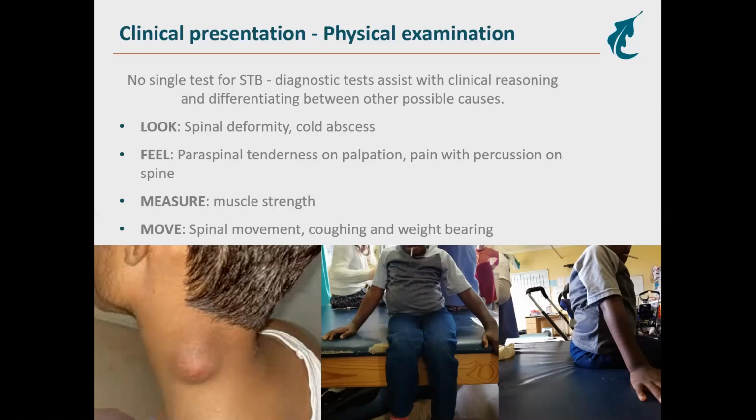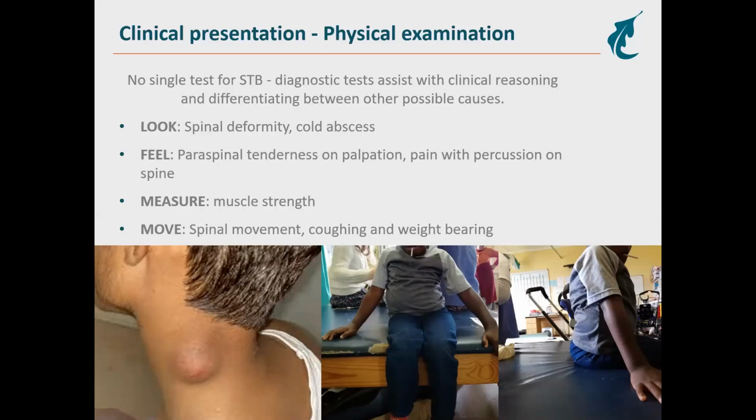So it can be like an angular deformity in the spine, or such as this little boy here, where you can see he's got a bit of a scoliosis type of posture. Then you must feel along the spine, feel for any paraspinal tenderness, and do a percussion test on the spine. So just tap on the spinous processes and see if it elicits pain in a very specific area. And then of course you measure muscle strength.